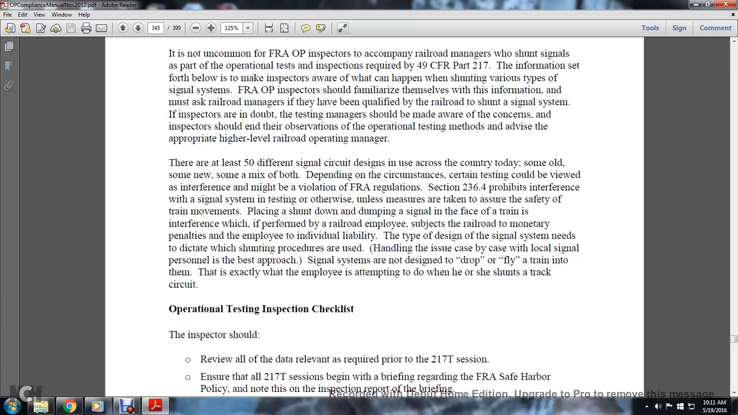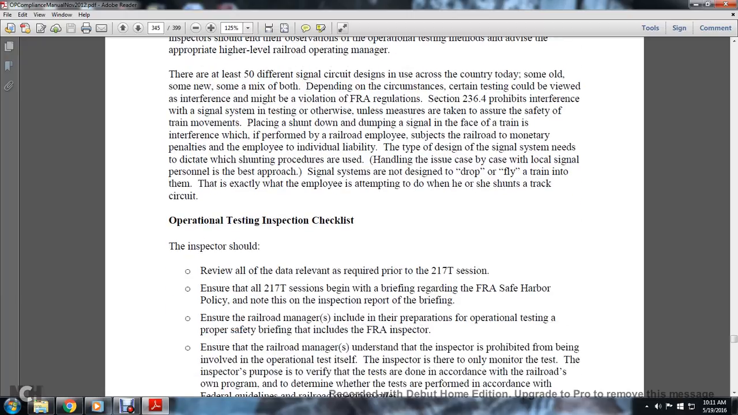Signal systems are not designed to drop or fly a train into them, and the exact thing the employee attempting to do when he or she shunts the track or circuit.